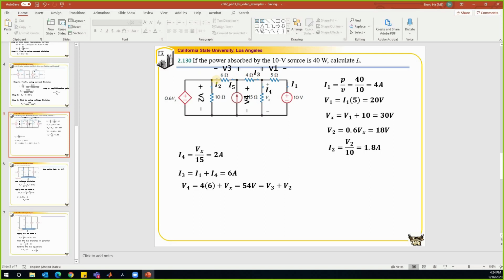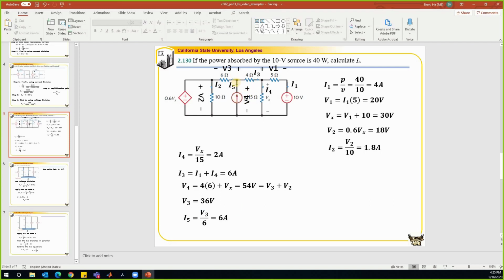And it's also equal to the voltage drop over here plus another voltage drop. Then we can find V3: 54 minus 18 gives us 36 volts. Once we find V3, we can find I5 by using Ohm's law. I5 is equal to V3 divided by 6, that is 6 amp. Now the problem is clear.